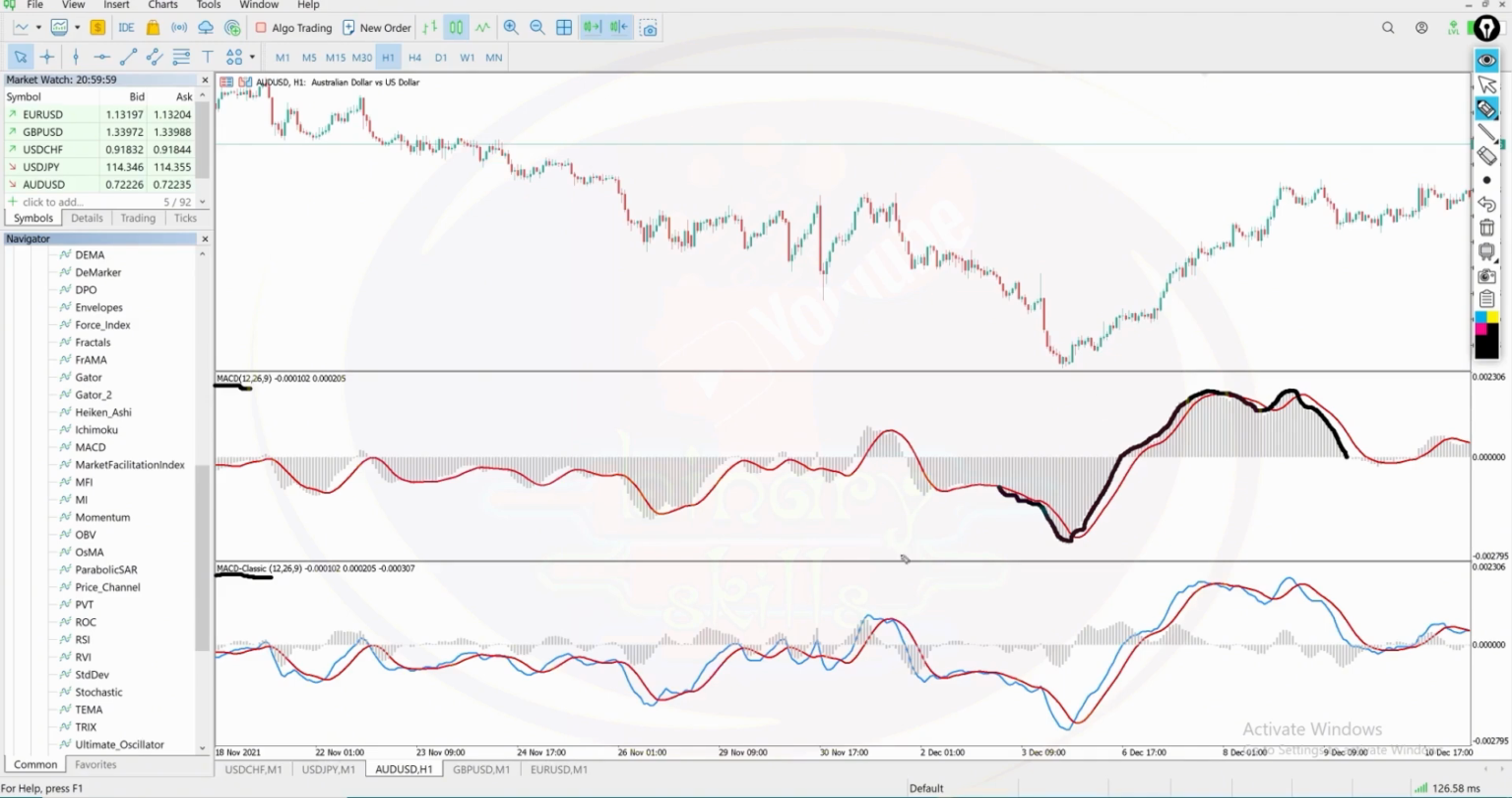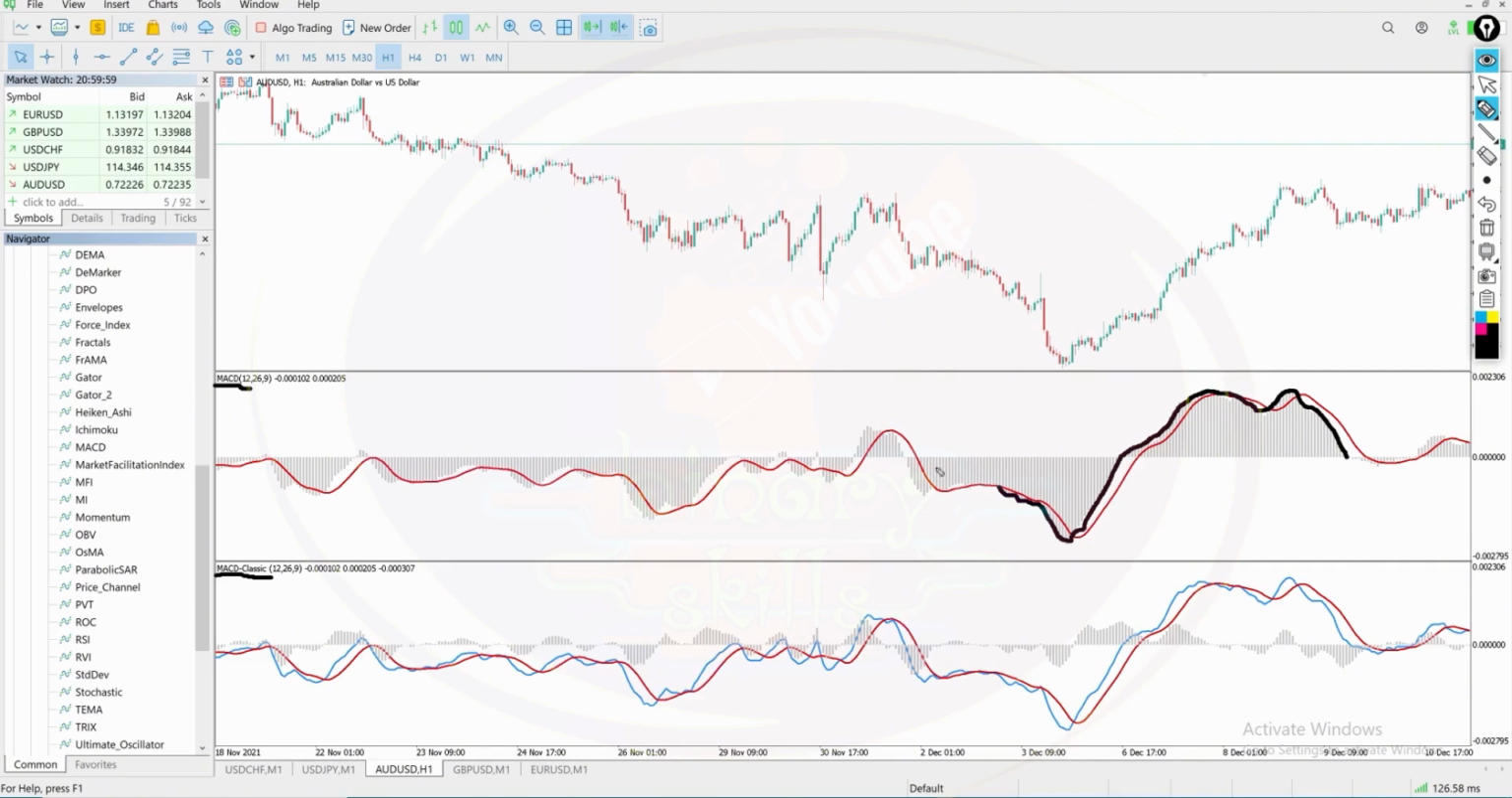Now, how is the signal line formed? The red line that we see on both versions, which looks the same on both. This signal line takes the average of the last 9 periods of the MACD line. It takes the average of the MACD line over the last 9 candles or 9 periods and shows it to us as this red line, which we call the signal line.